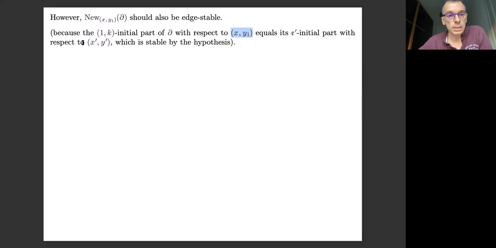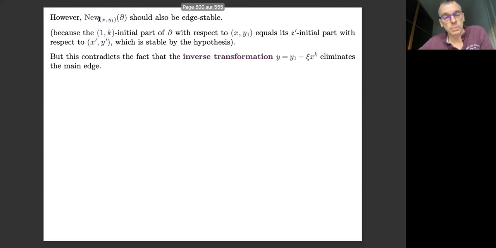Okay, so by hypothesis, there is edge stability on the coordinates x, y prime, and so the same should be true for the coordinates x, y1. Okay, but of course this could not be edge stable because the inverse transformation, the one which goes from y1 to y, is precisely the transformation which eliminates this edge of slope k, right?